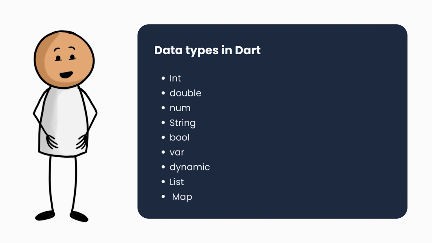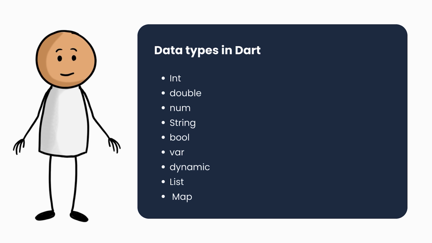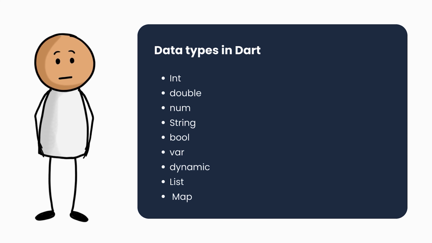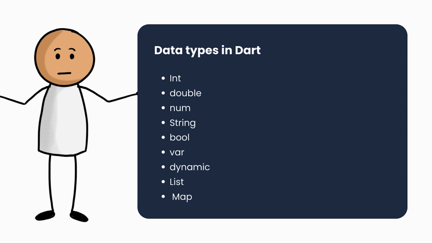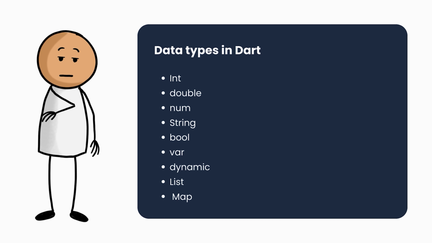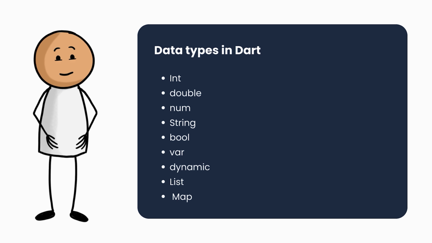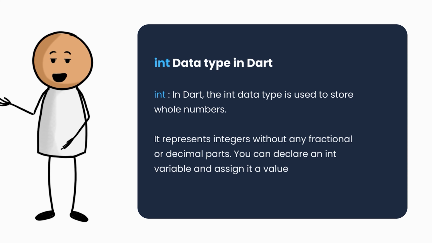Here we mainly focus on 9 data types in Dart. 1. Int. 2. Double. 3. Number. 4. String. 5. Bool. 6. VAR. 7. Dynamic. 8. List. 9. Map. Here let's look at int data type.